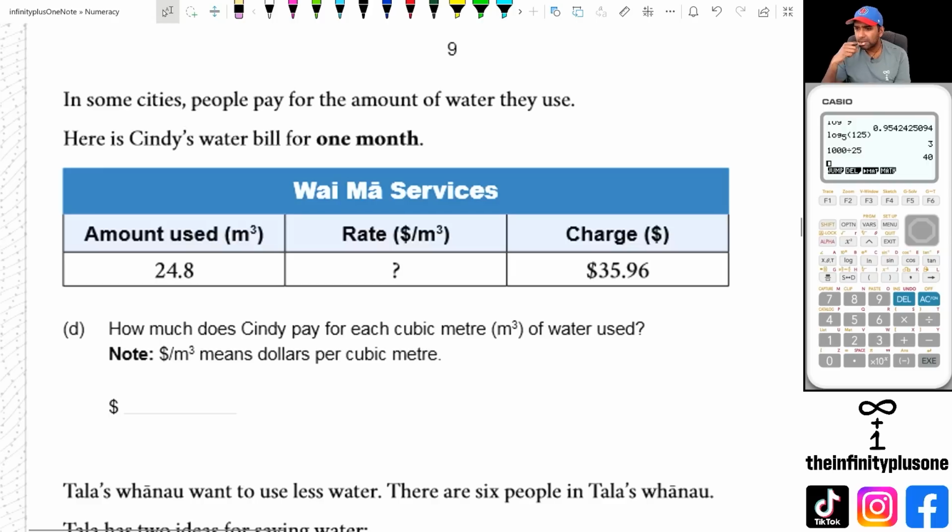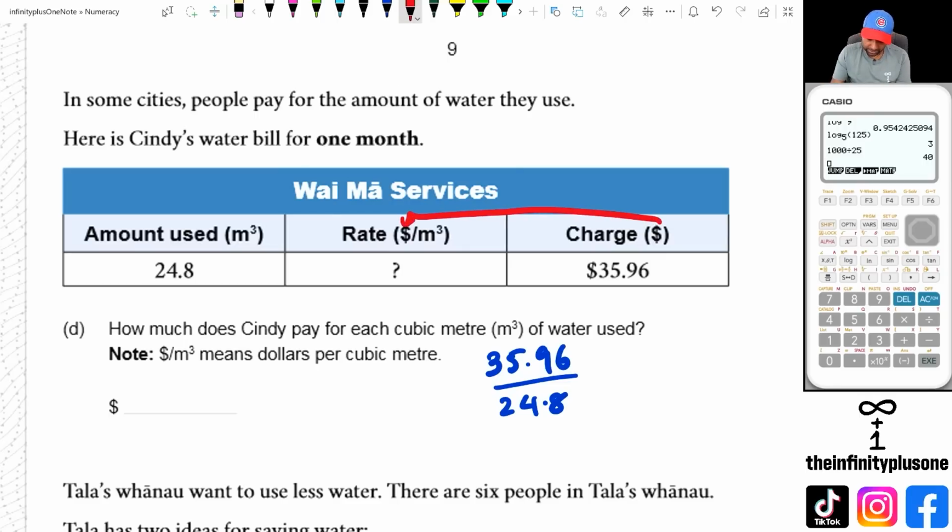Question D. What we've got is, people pay for diesel for a month. How much does Cindy pay for each cubic meter of water used? Okay, so all we've got to do is $35.96 divided by 24.8. Now, if you are wondering how I came up with that, have a look at this. The clue is actually given right here. You've got the dollar amount at the top and the meter cubed at the bottom, and that symbol there is the division symbol, and that's how you figure out the rate.